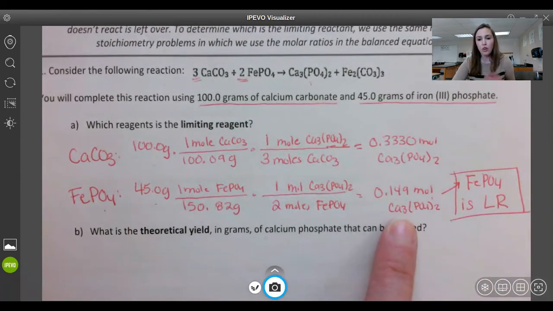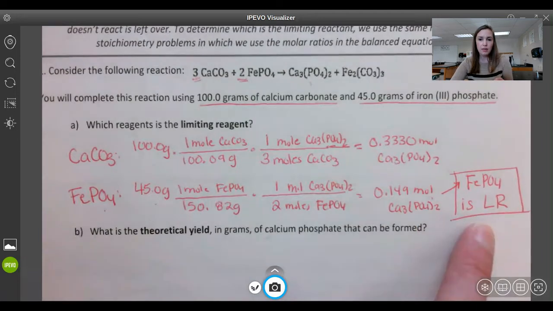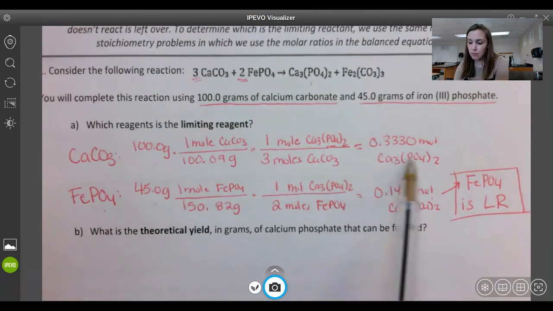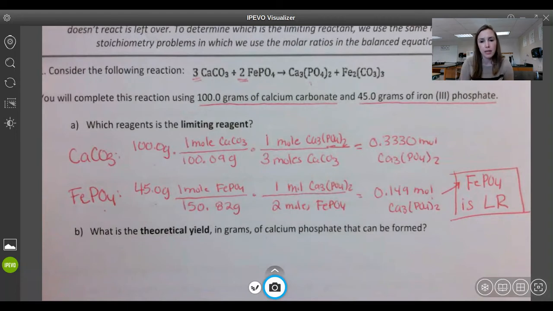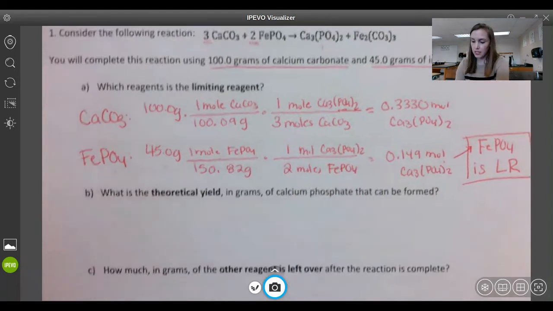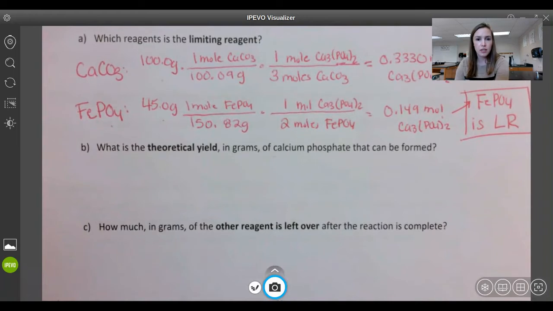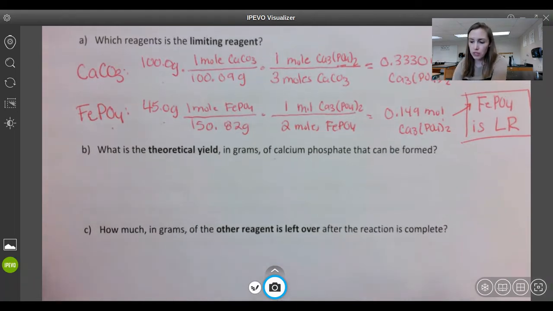Okay, that means that I can only make that amount. Then FePO4 runs out, and I can't actually produce this amount from the calcium carbonate. Okay, so as we move forward on our next set of calculations, what is the theoretical yield? We're always going to start with the limiting, and it's going to be the same thing when we do part C on this. Okay, the limiting is going to help us determine how everything else is involved with this calculation.